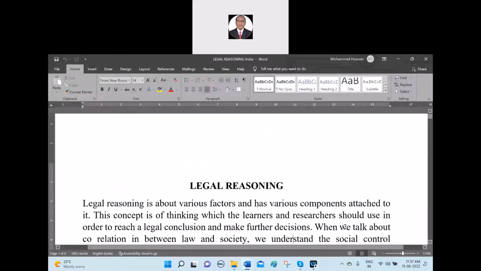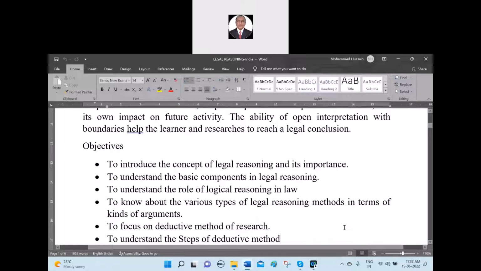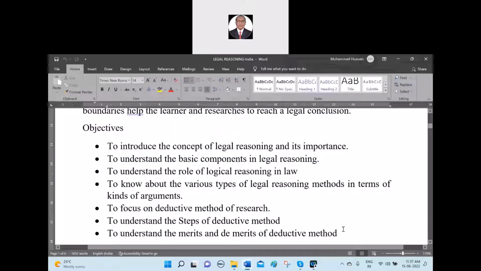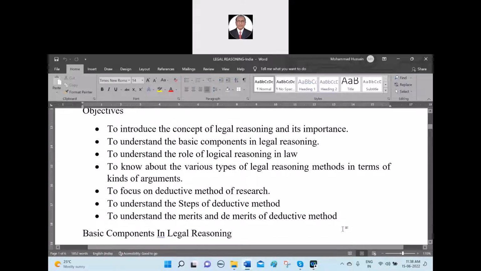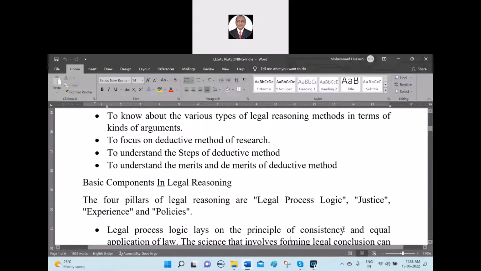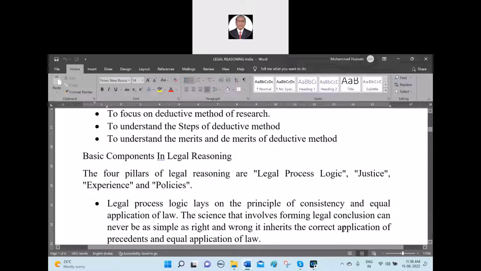Now let us come to the objectives. What the objectives are there to make it out. To introduce the concept of legal reasoning and its importance. Legal reasoning is everywhere necessary. Logic is everywhere necessary. And it is very important to understand the basic components in legal reasoning. Of course, to understand the role of legal reasoning in law, to know about the various types of legal reasoning methods in terms of the kinds of arguments, to focus on the deductive methods of research, to understand the steps of the deductive methods, to understand the merits and demerits of the deductive method. The four pillars in legal reasoning are legal process, logic, justice, experience, and policies and court. So what are they? Legal process, logic, justice, experience and policies. These are the components of legal reasoning.